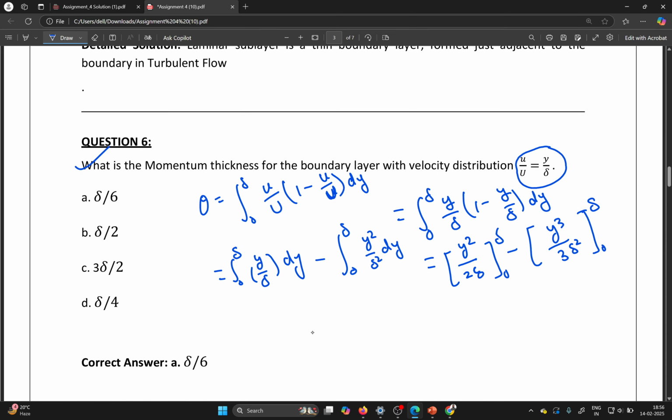When you put the upper limit, your option is A, delta by 6, but how do we calculate? When you put the upper limit, then delta square by 2 delta minus the lower limit. When you put y is equal to 0, you get 0. Similarly, in the second term, delta cube by 3 delta square minus 0.